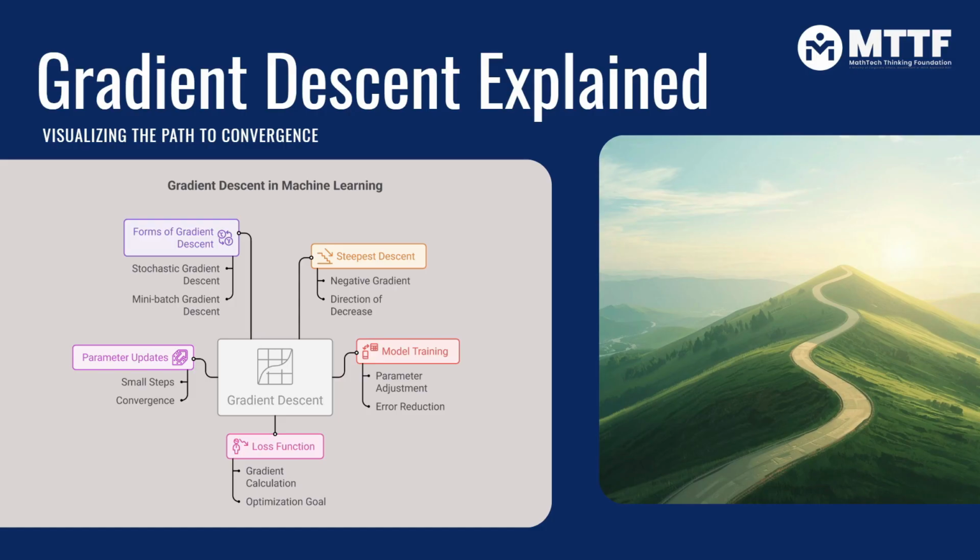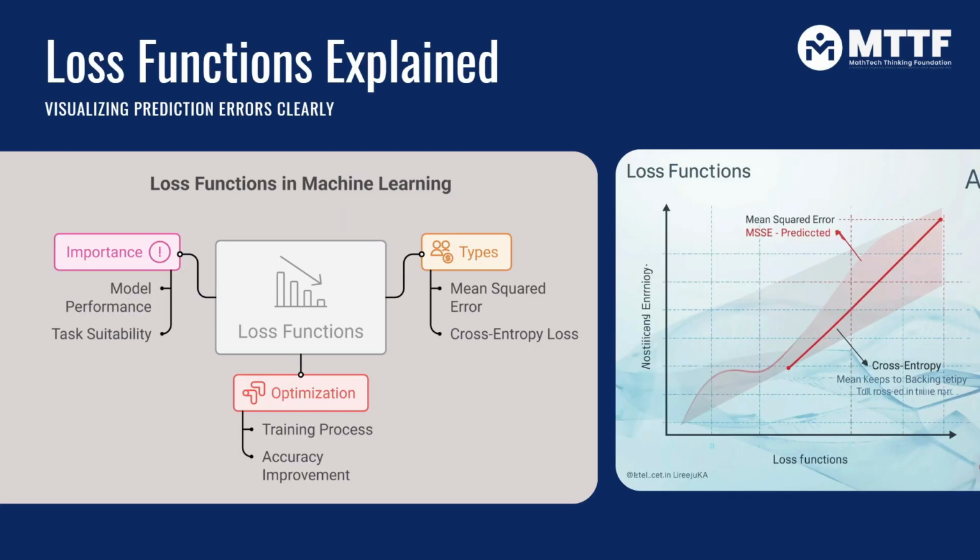Through repeated updates, the model gradually reaches convergence, where improvement becomes minimal and learning stabilizes. This process is the core of model training, transforming an untrained system into an intelligent one through mathematics. For a machine to learn, it must first understand how wrong it is.